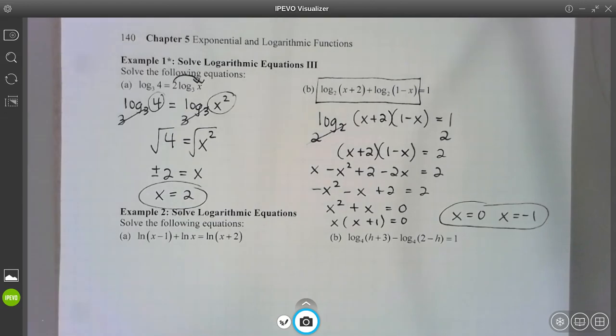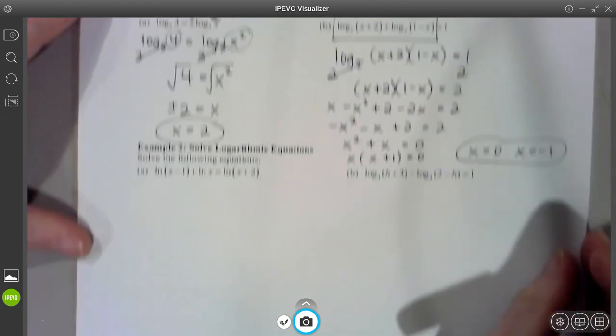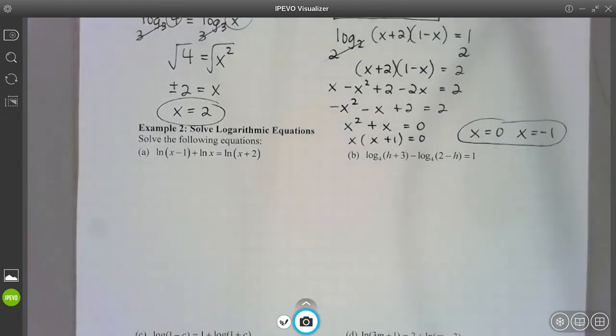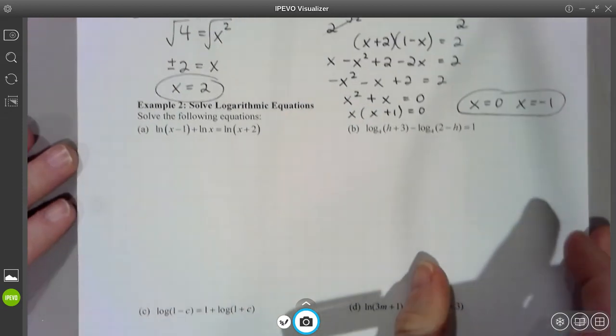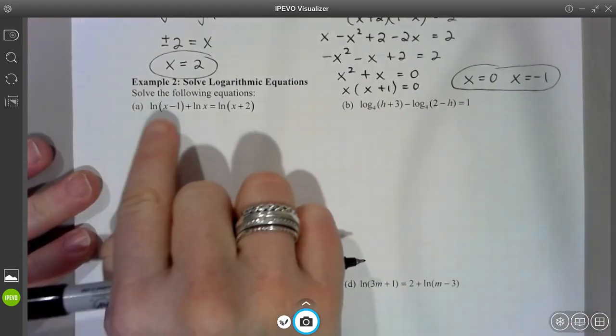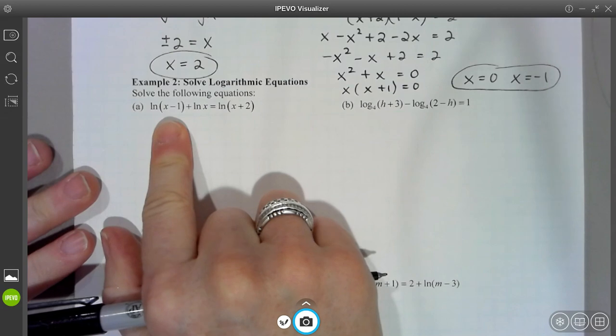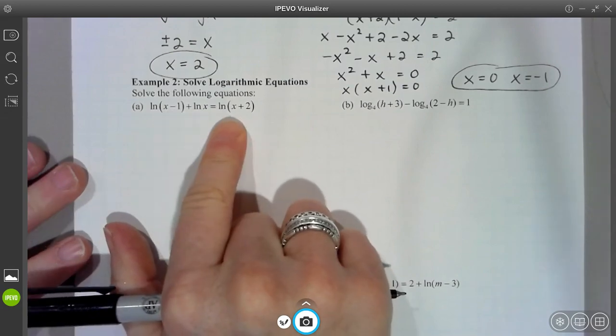Perfect. All right, let's continue on. Let's go to the next ones. Again, it's just solving logarithmic equations again. So look at this one. So now I have 2 logs on this side equal to 1 log on this side.